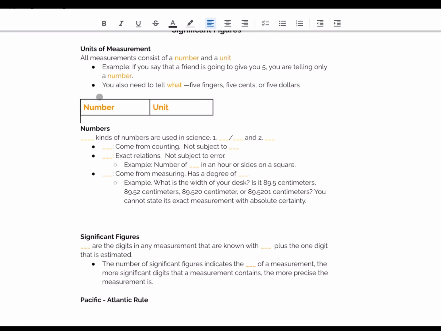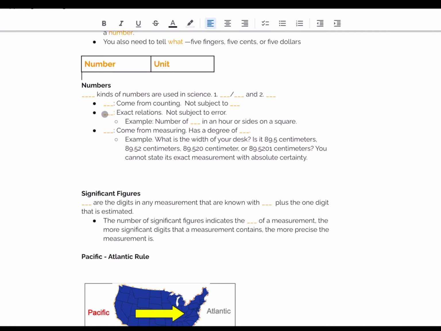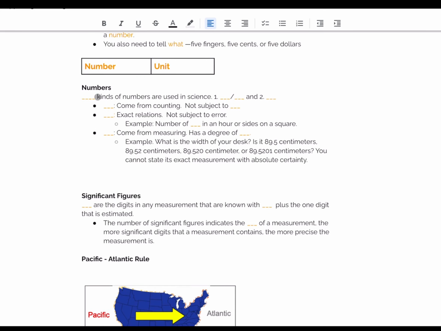When we're specifically looking at these numbers though, we are talking about different types of numbers. There are really two kinds of numbers that we're going to be talking about in science. The first one goes by two different names: counted or defined. If you hear counted or defined, those are going to be a particular type of number. They're not exactly the same thing, and we'll talk about that, but it's the first type of number. The other type of number is a measured number. So let's start with counted first.